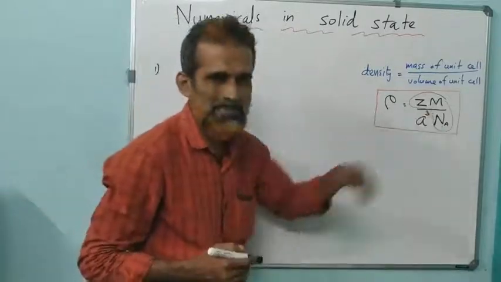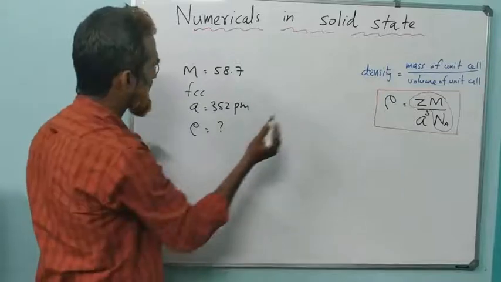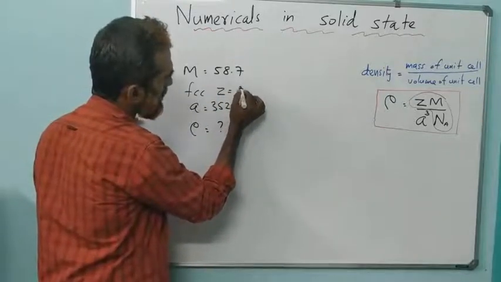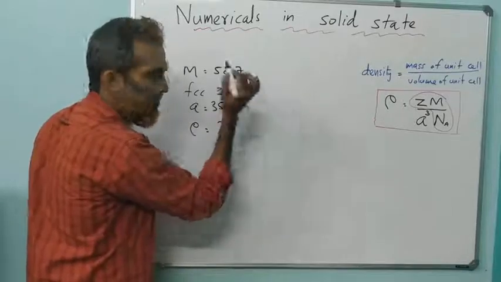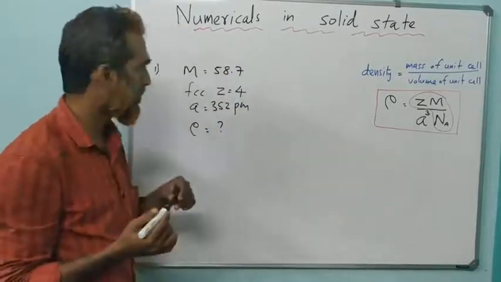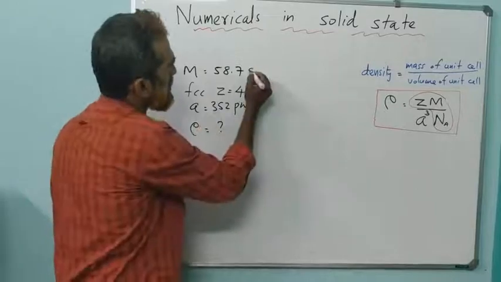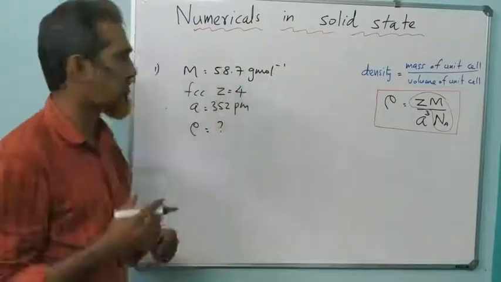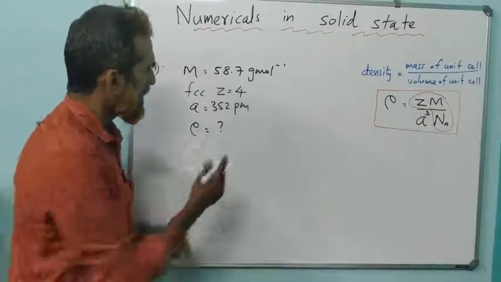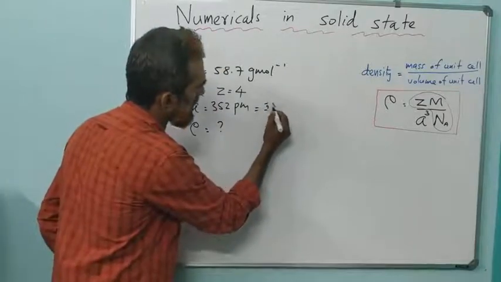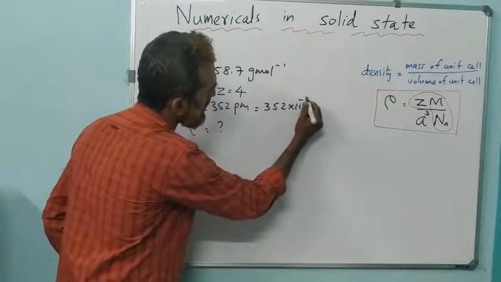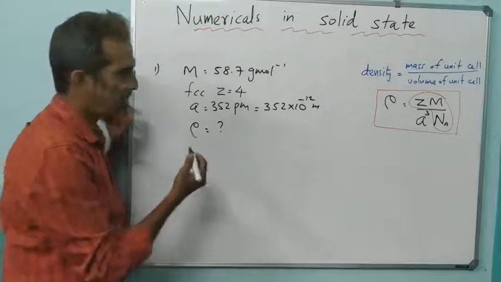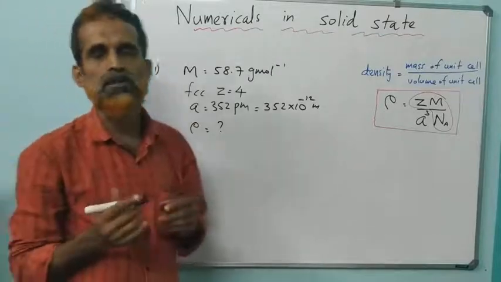So you will use this equation. What is required? Z is required. Once you say it is FCC, what is Z for FCC? 4, isn't it? Z is equal to 4. Molar mass is given. This is to be written in gram per mole. This is the atomic mass given, so we write it as molar mass in gram per mole. a is in picometer, you will change it into meter: 352 into 10 raised to minus 12 meter. And Avogadro number is a constant, we know that. So we can substitute all the values and get the answer.